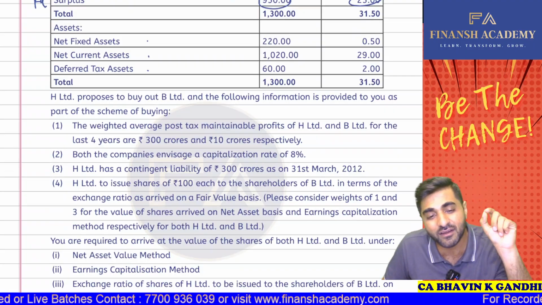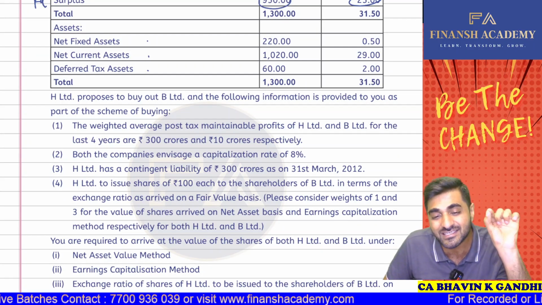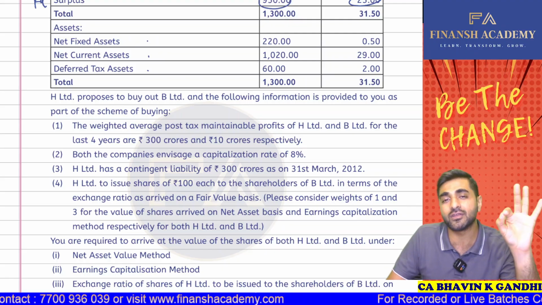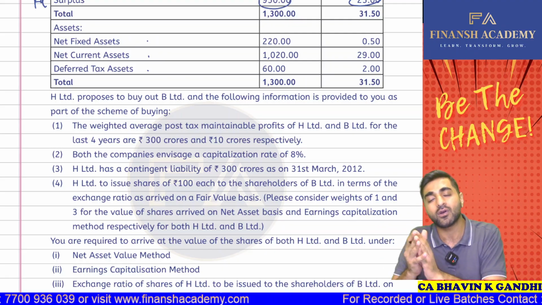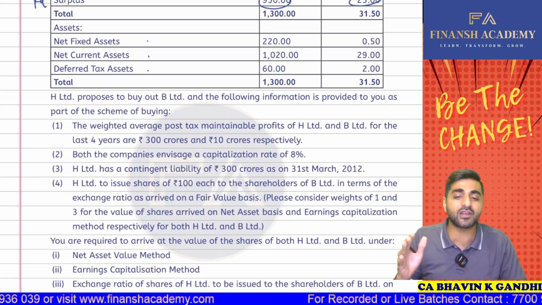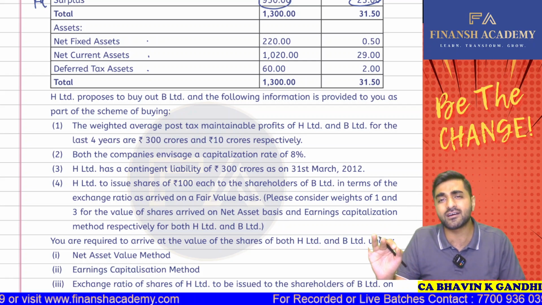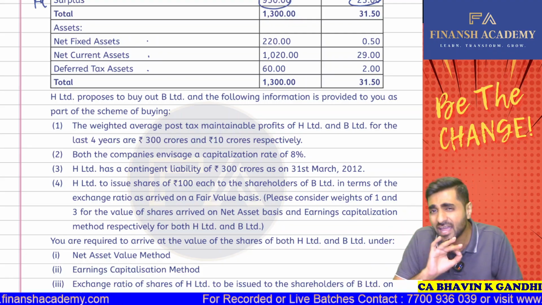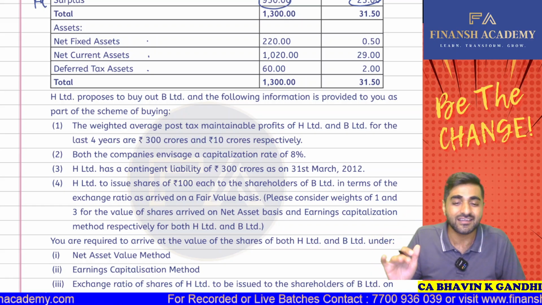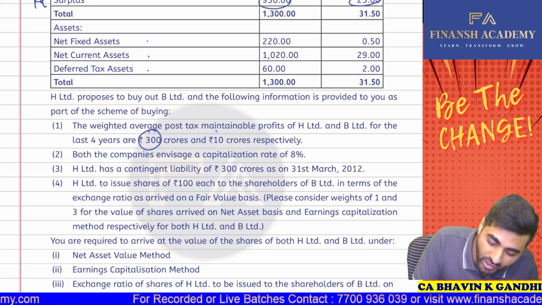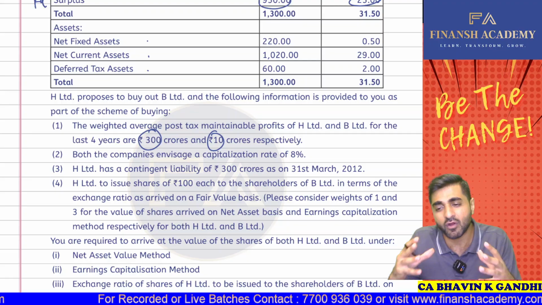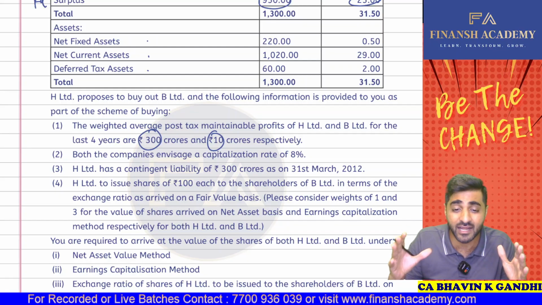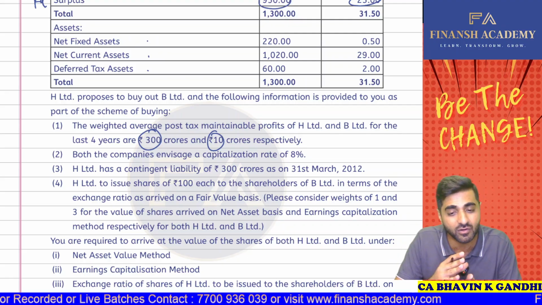So just listen to this. What they have told you is that the weighted average post-tax maintainable profits of H and B for the last 4 years is given to you as 300 crores and 10 crores. Wow. So we already have in this particular question the weighted average post-tax maintainable profits. My dear students, they have only given to you in the question that this is nothing but your post-tax average profits. Okay. Both the companies have the capitalization rate of 8%, and H has a contingent liability of 300 crores.